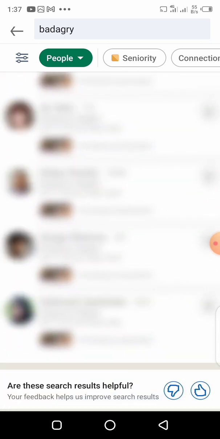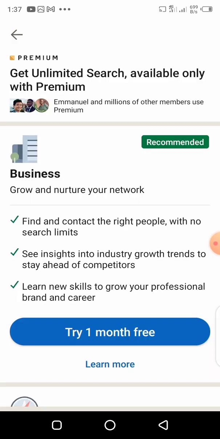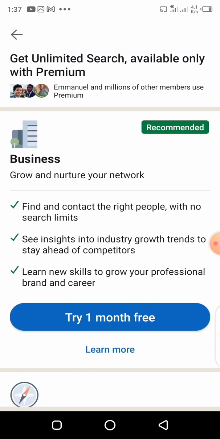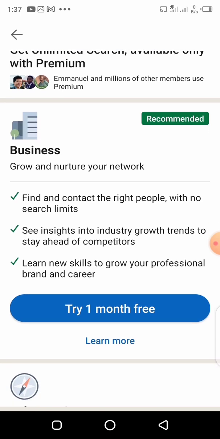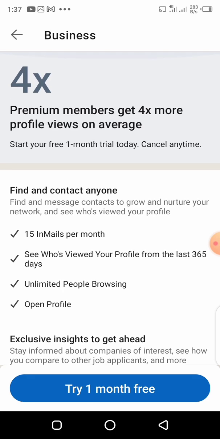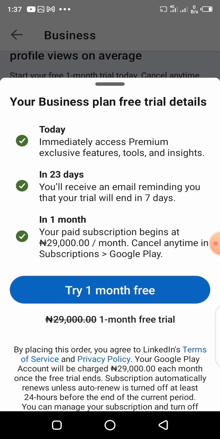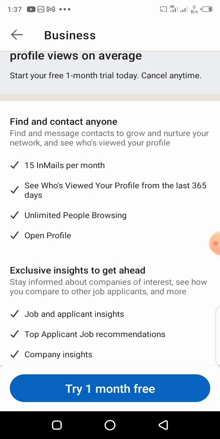So as you can see, there are many people, but they have hidden them from us. They want us to pay for the premium, and the premium costs money. Although there's a 1 month trial, after that they are going to ask you to pay. As you can see now, it costs 29,000 naira per month. When you pay this 29,000 naira per month, you are able to browse unlimited people. But we are not going to be paying 29,000 naira per month.